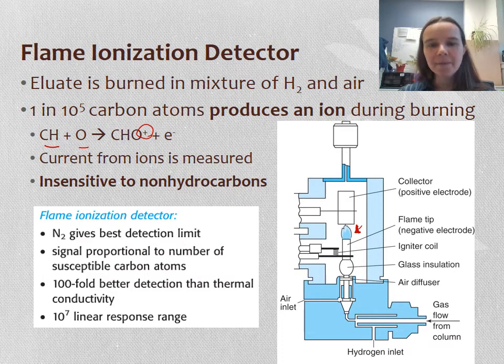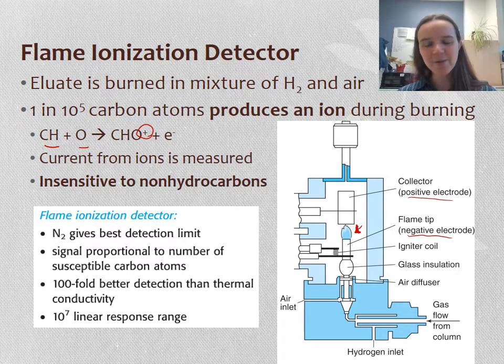Flames cause ions. You've got some electrodes, right? So there's a negative electrode and a positive electrode, and the current between them is measured. It's not sensitive to non-hydrocarbons. If you're using this, nitrogen will give you the best detection limit. You'll get to the lowest concentration, and the signal it gives is proportional to the number of susceptible carbon atoms.